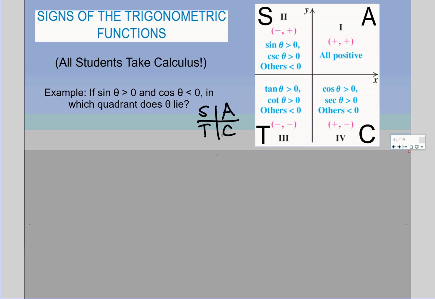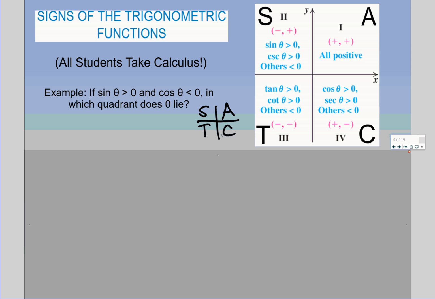I like to think of this little chart as a big plus sign instead of an axis. This tells you what functions are going to be positive where. When we see an A in quadrant 1, it means all 6 of our trig functions will be positive in quadrant 1. When we see an S in quadrant 2, it means only sine and its reciprocal are positive in quadrant 2. Everything else is negative. When we see a T in quadrant 3, it means only tangent and cotangent are positive. Tangent and its reciprocal, everything else is negative. And finally, in quadrant 4, only cosine and its reciprocal are positive.